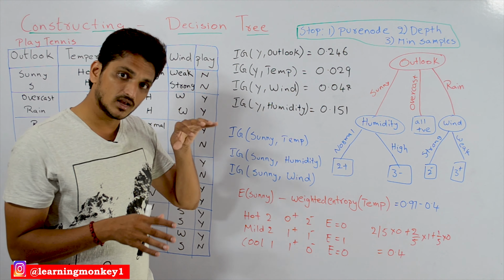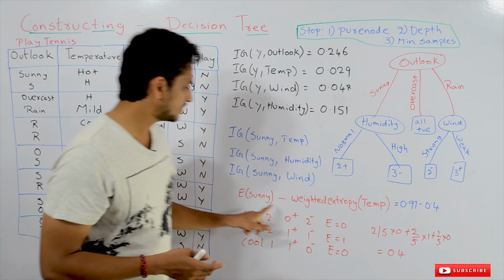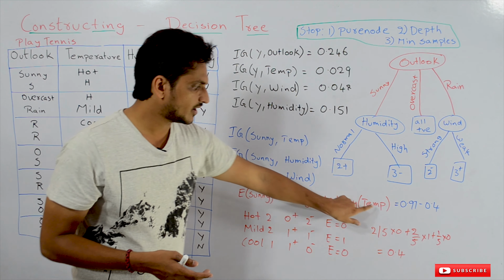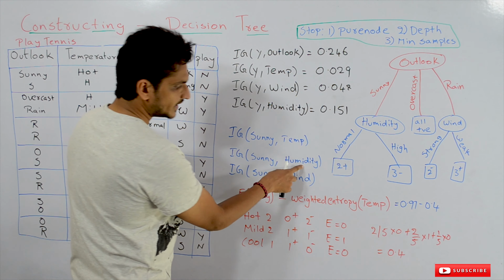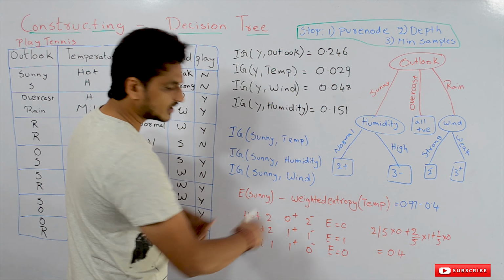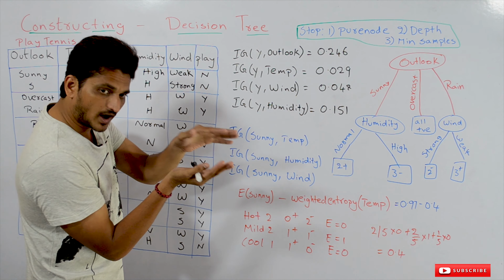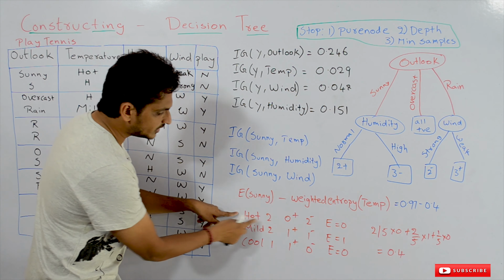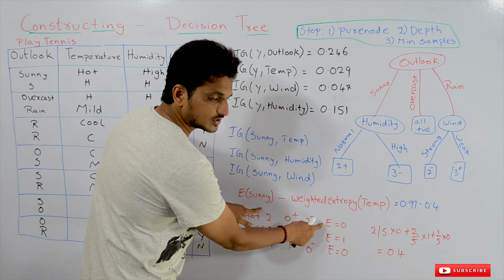In our last class we calculated the entropy value for sunny. What's the value we got? 0.97. Entropy value of sunny minus weighted entropy of temperature. In the same way, entropy value of sunny minus weighted entropy of humidity, and entropy value of sunny minus weighted entropy of wind. So calculate the weighted entropy of temperature. In temperature we have hot, mild and cool. In these five sunny data points we have hot 2 data points, mild 2 data points, and cool 1 data point. In hot we have 0 positive and 2 negative, so the entropy value is equal to 0.